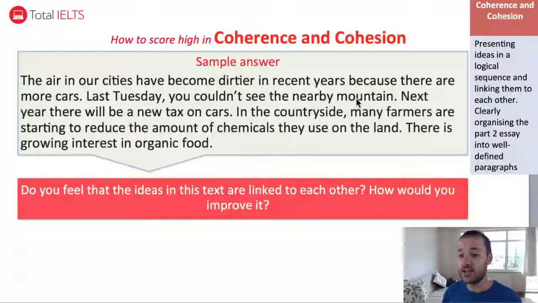Let's read on. Next year, so the previous sentence was last Tuesday, now the person is talking about next year. Next year there will be a new tax on cars. Okay, so she's going back to cars now. Again, very confusing. Okay. In the countryside, many farmers are starting to reduce the amount of chemicals they use on the land. There should be a growing interest in organic food. So, I'm sure you'll agree this is going to score very low in coherence and cohesion because the answer is just very hard to follow.